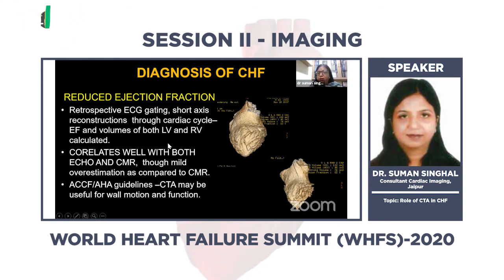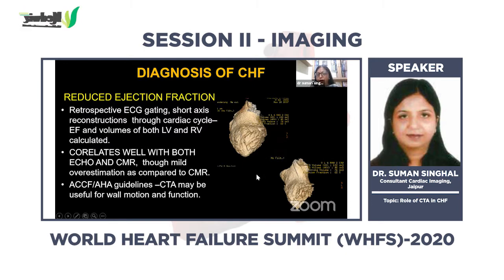We do the retrospective ECG gating. And like this, we can get the volumes in the diastole as well as systole, and the ejection fraction can be calculated with CT. Though there might be a slight overestimation as compared to CMR in evaluating the ejection fraction. But according to American College of Cardiology guidelines, CT may be useful for wall motion as well as function.